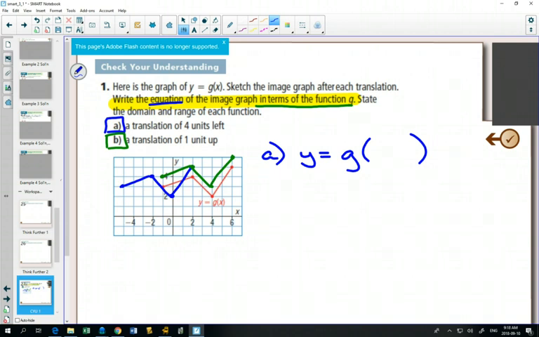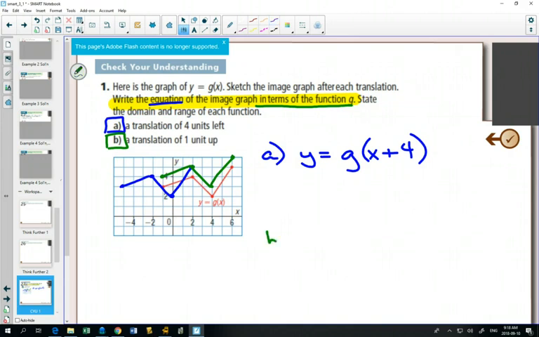How do we show 4 to the left? Well, we're going to have an x and a 4. What's the sign going to be in there? Is it going to be a plus or a minus to go to the left? It's going to be a plus. Again, what happens inside of the function is kind of opposite of what you think. Like you think going 4 to the left, you think minus 4, but it shows up as a plus 4. So that is in terms of the function g.